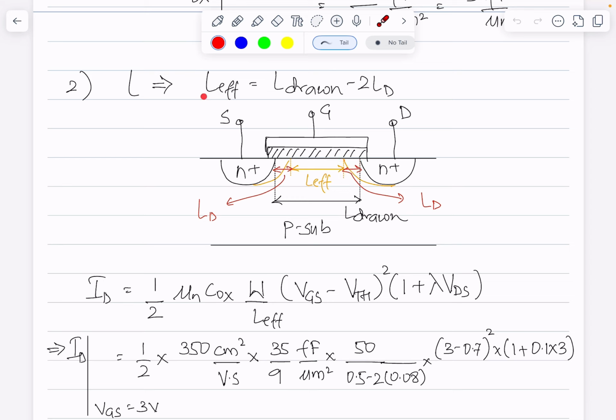So let's go back into the equation, plug in all the values and see how much ID we get.